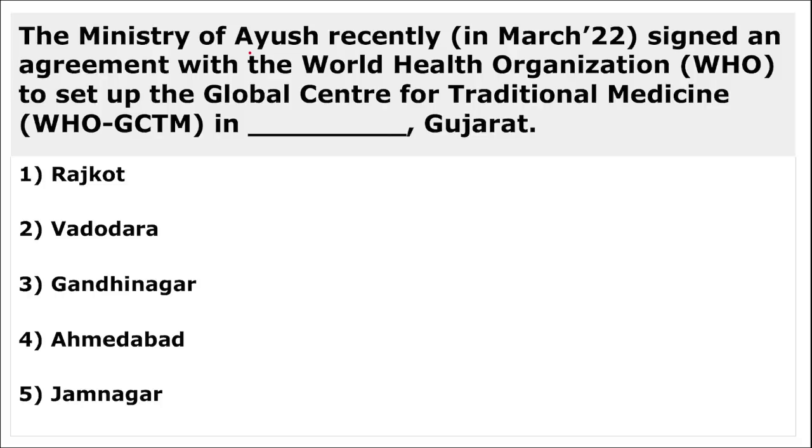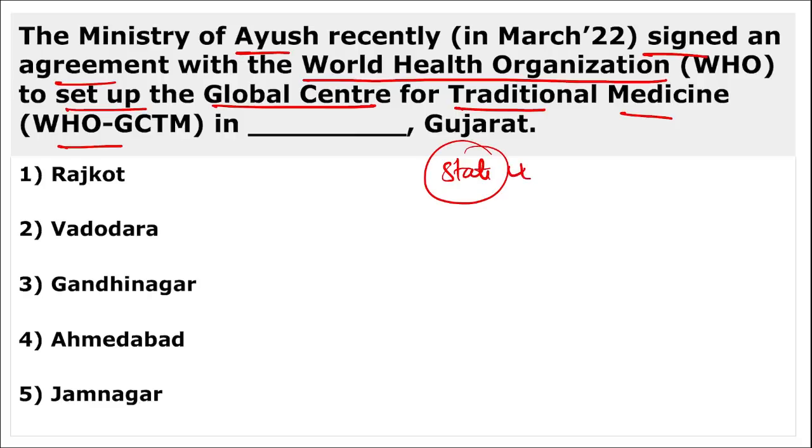Next, the Ministry of Ayush recently signed an agreement with the World Health Organization to set up a Global Center for Traditional Medicine in Gujarat. Where was it set up? In Gujarat. Important question. If the state is asked, then you should know this. The World Health Organization has set up a global center for traditional medicine in the state of Gujarat.